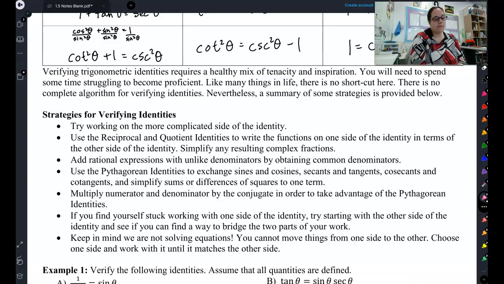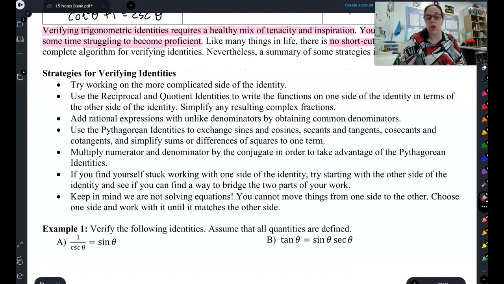First off, verifying trig identities requires a healthy mix of tenacity and inspiration. You will need to spend some time struggling to become proficient. Verifying identities takes practice. There is no shortcut here. However, there are some tips and tricks we can use to help us along the way. These are our listed strategies.